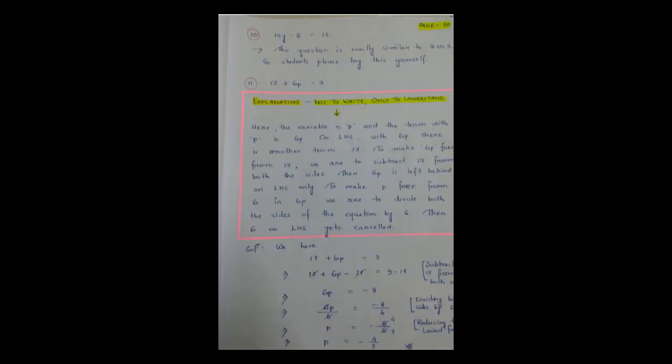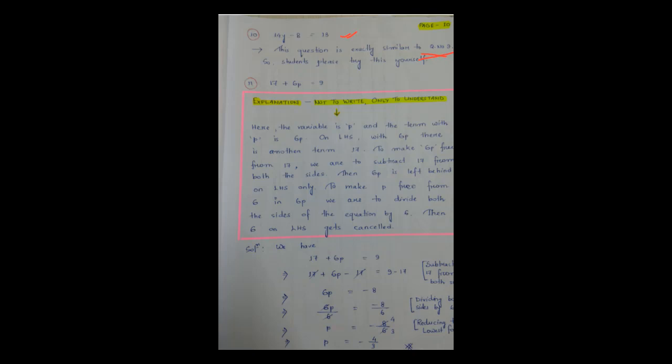Next, question number 10. Question number 10 is also something similar to the previous sum. 14y minus 8 is equal to 13. It is already said here that the equation is exactly similar to question number 9. So students, you can try it yourself. Please try. Next, moving on to question number 11. This is also something similar to the previous two questions. Let us proceed with this one.